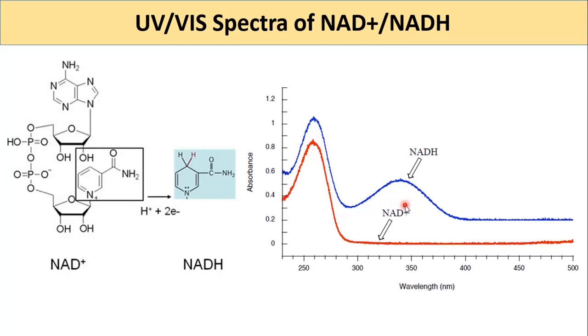And by looking at the ratio of these peaks, we can say how much oxidation and reduction is occurring. So it is a very important technique to understand the redox reaction in the biological system just by looking at the peaks or lambda maximum of NAD plus and NADH. So I hope you understood the example.